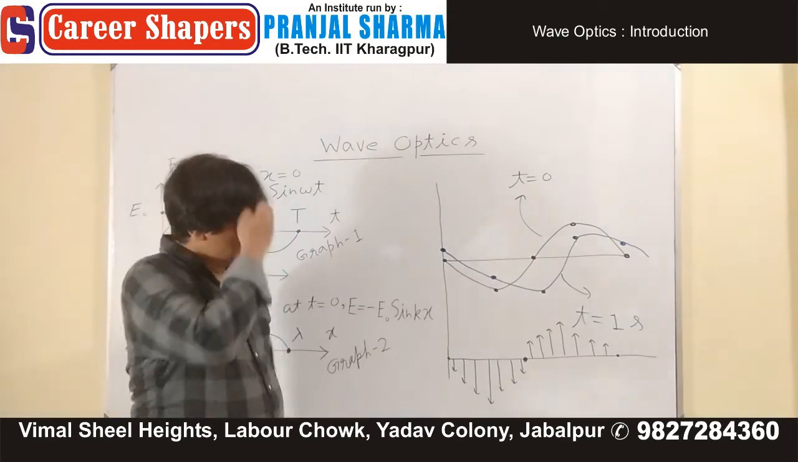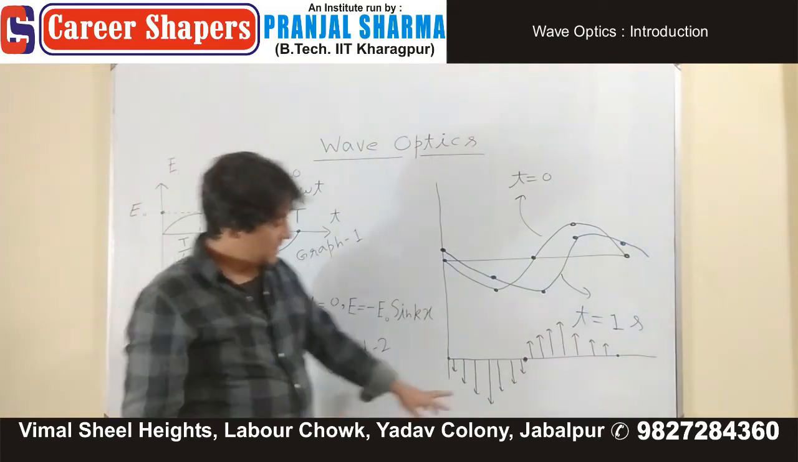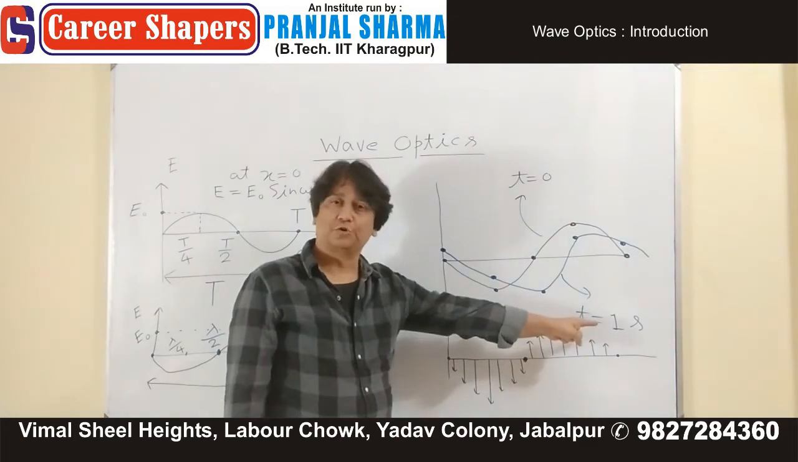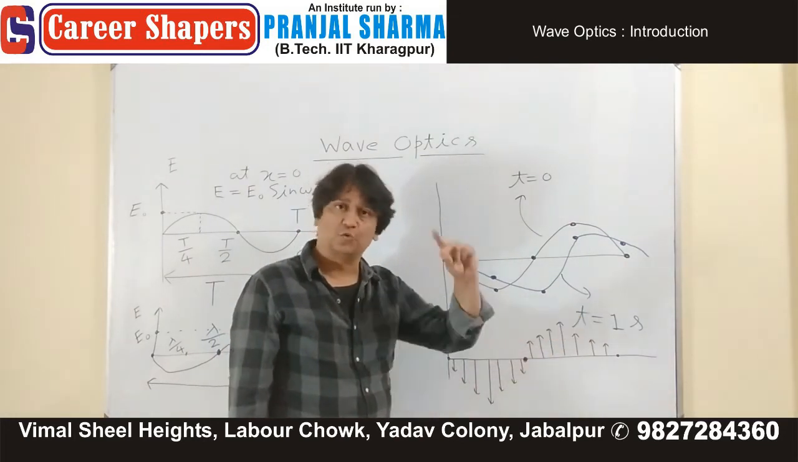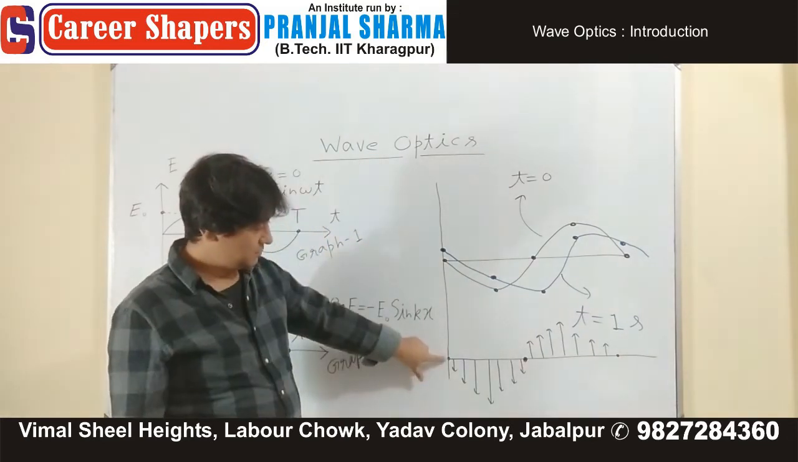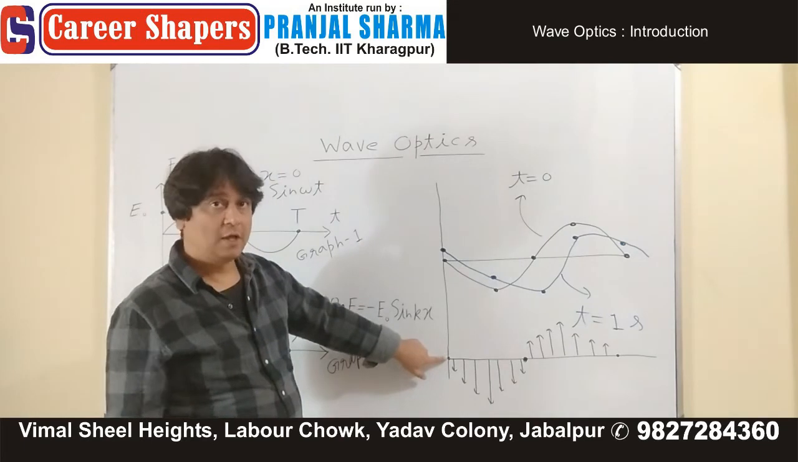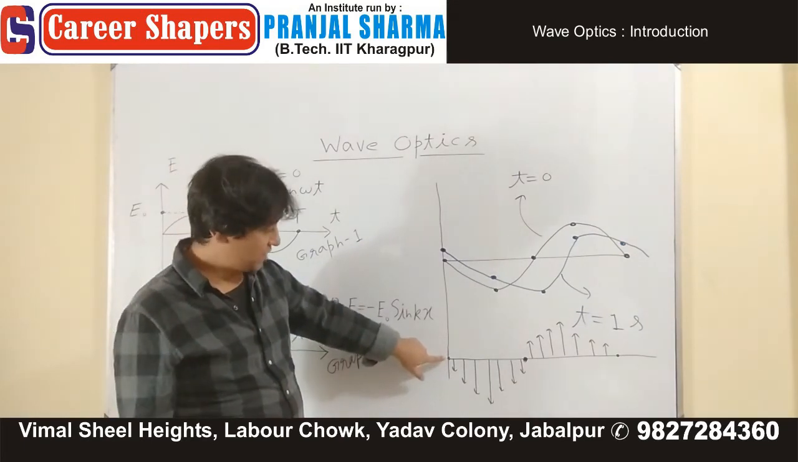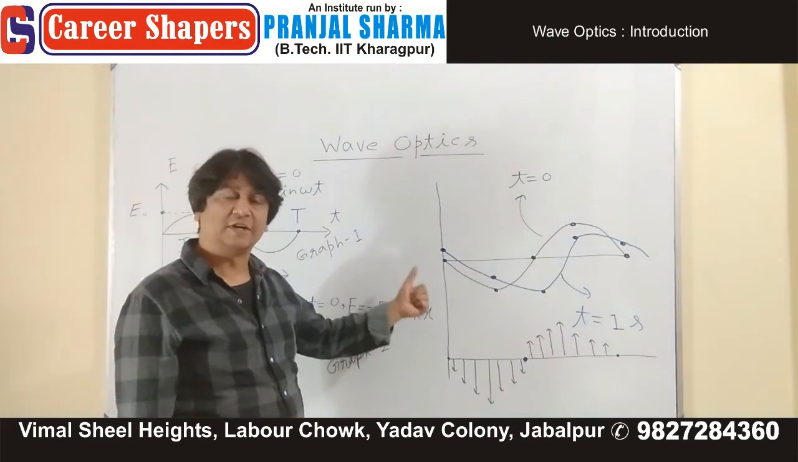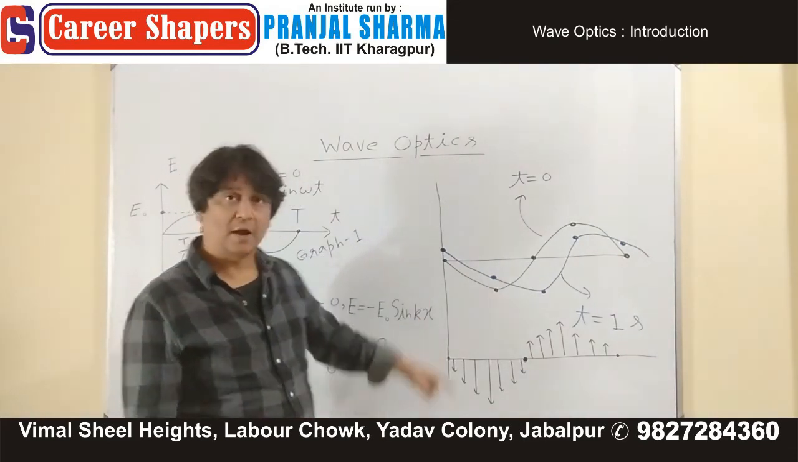Now, this was at t equals 0. If I ask you to draw the same thing at t equals 1 second, then what do you notice? Electric field at this place was 0. And after some time, electric field at this place will be in the positive direction. Why?